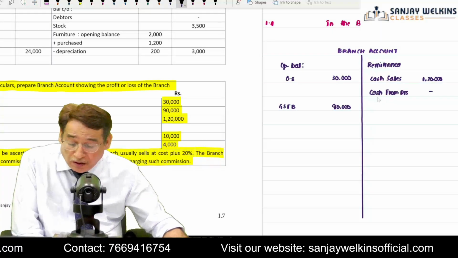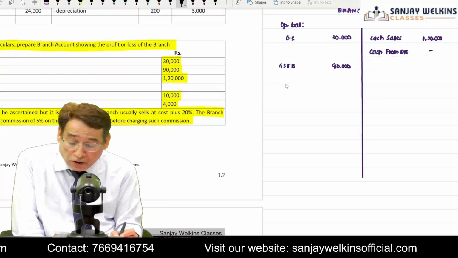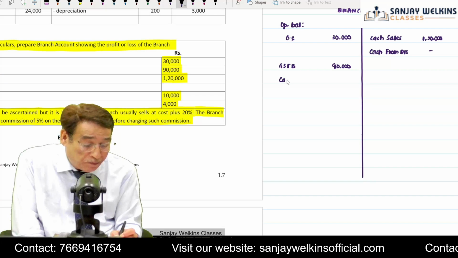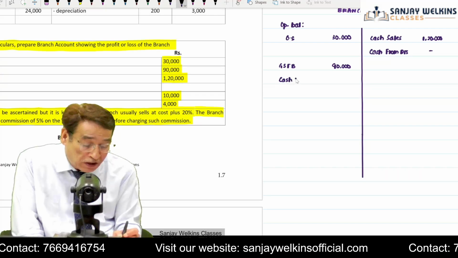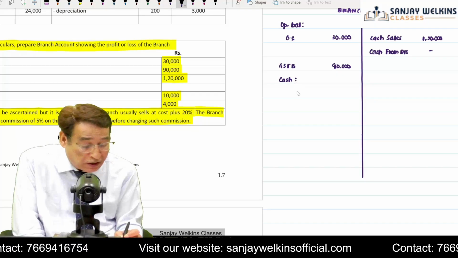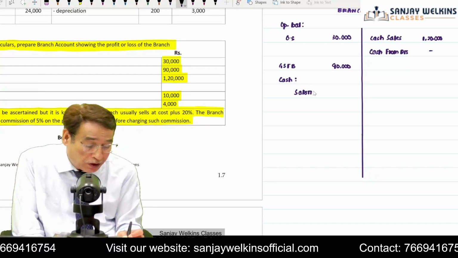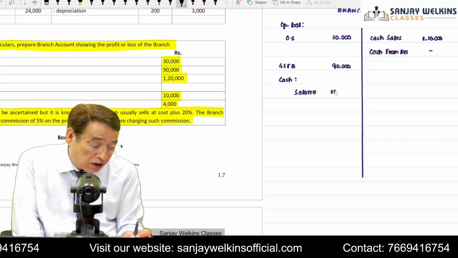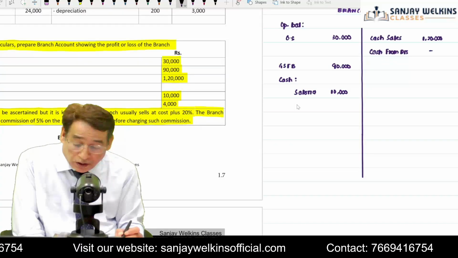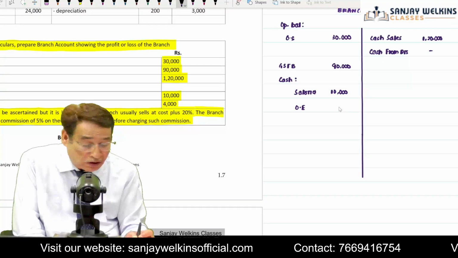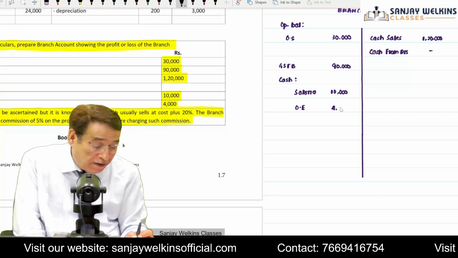Then we are being given some expenses. There are two expenses, salaries and other expenses. First of all, I need to write here cash, because the head office will send cash to the branch to meet these expenses. Salaries in this case happen to be 10,000, so I will write here 10,000, number one. Number two, other expenses. The amount of other expenses in this case happens to be 4,000.